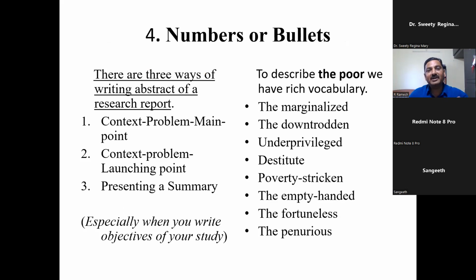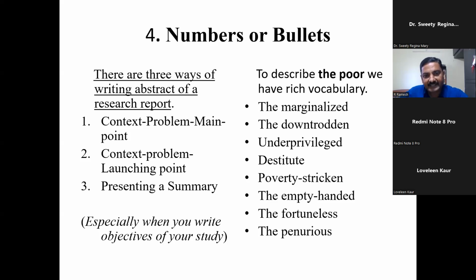This also we use liberally, wherever we feel like using numbers, we use numbers, and wherever we feel like using bullets, we use bullets. It cannot be like that. For example, here I have given the numbers on the left. There are 3 ways of writing an abstract of a research report. I opened by saying, there are 3 ways of writing an abstract of a research report.